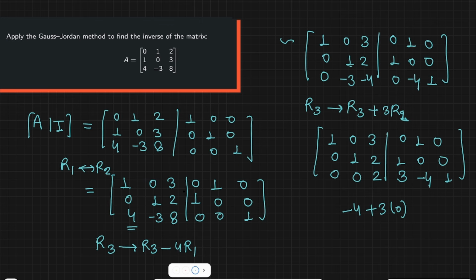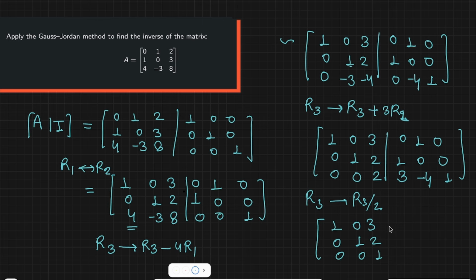Okay, now next, what to do? Here we have this 2, I need 1 here, then I will just simply write R3 interchange R3 by 2, then it is your 1 0 3 0 1 2 0 0 1. I'm just dividing with 2, this is 1 0 0, this is 3 by 2, this is minus of 2, this is 1 by 2.